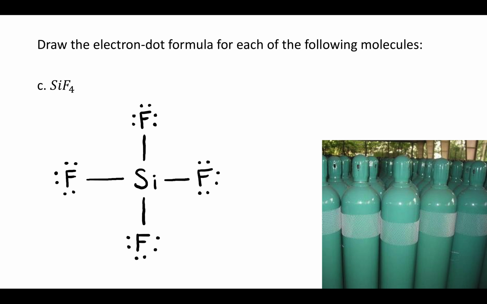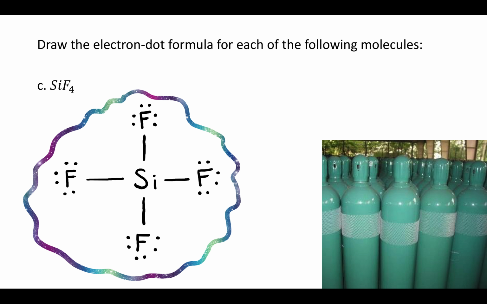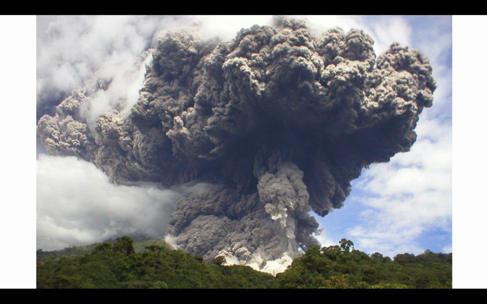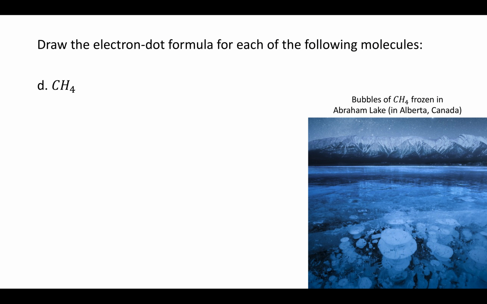So this is the electron dot formula for SiF4, which is a clear gas. If you were to take silicon and react it with fluorine in just the right way, you would get this molecule of SiF4. And it's often released in the plumes above volcanoes.